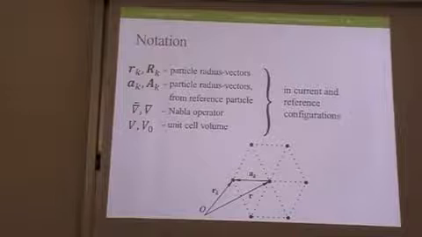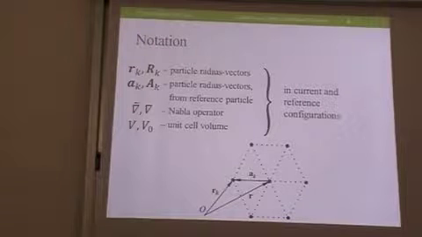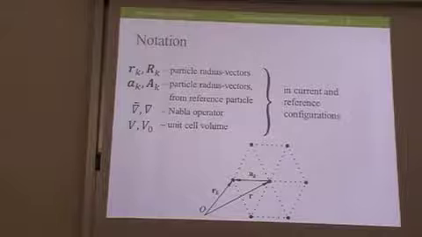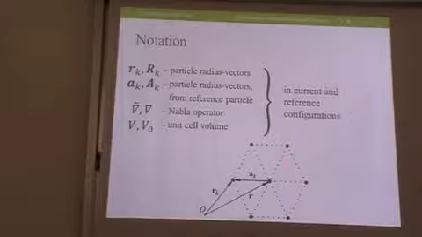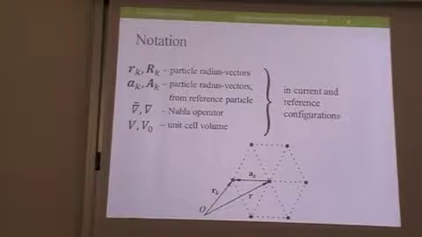So we have a crystal lattice, something like this. We use the origin and we draw radius vectors. The unit cell, for example, for a triangular lattice is this one, and we need both current and reference configurations.